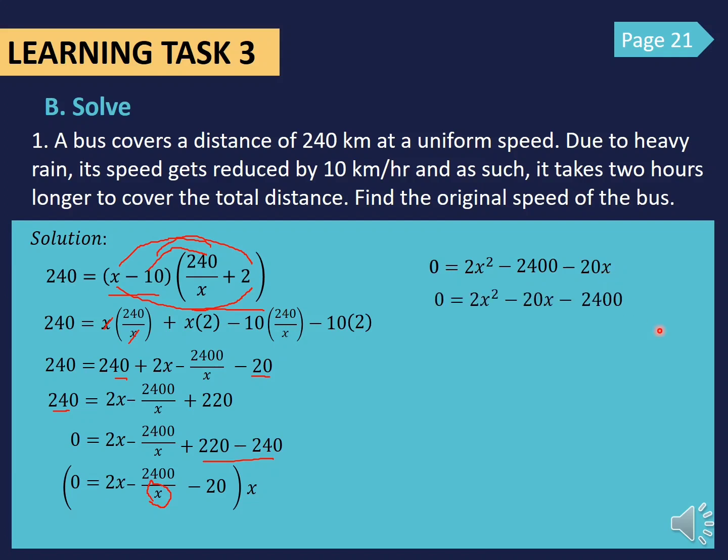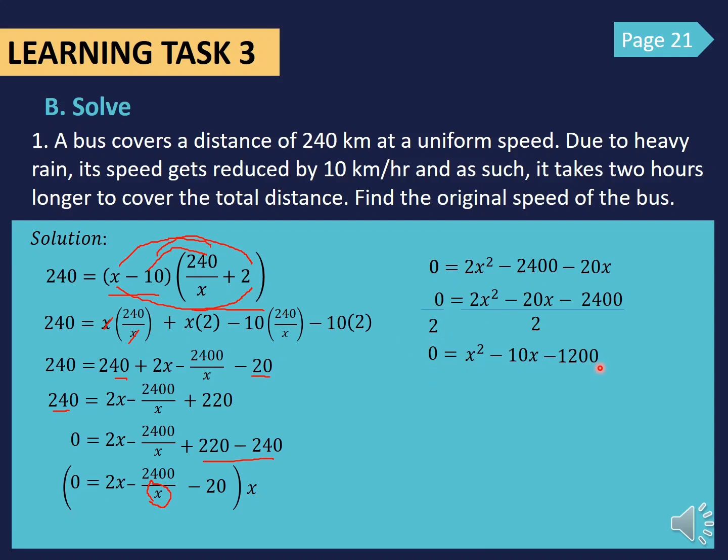Okay, ilipat lang natin, pagpalitin lang natin si constant tsaka si linear term. So, 2x squared minus 20x minus 2,400. But, if you notice, all of the terms are divisible by 2. So, pwede natin siyang i-reduce. Divide natin by 2 parehas. So, 0 is equal to 2x squared divided by 2 is x squared. Negative 20x divided by 2 is negative 10x. And negative 2,400 divided by 2 is negative 1,200. So, ito na po yung ating quadratic equation.